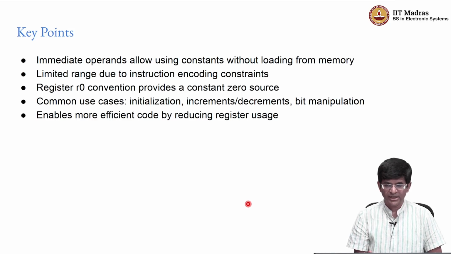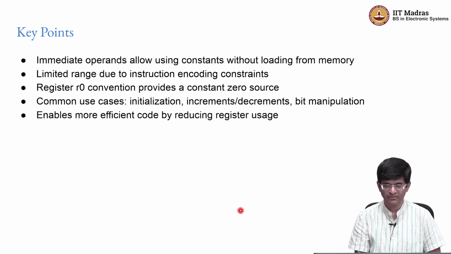So to summarize the need for immediate operands, they basically allow you to use constants without having to load them from external storage, right? We don't yet know what external storage is, but we don't need to even worry about how do we get data into a register. We can basically have constants directly as part of the instruction. However, because they are part of the instruction, they have to be by definition smaller than the size of the instruction itself, because part of the instruction is used for encoding the instruction and only whatever remains can be used for the immediate operand. Using this convention of R0 having the value 0 provides a constant 0 source, which can be quite powerful in many use cases.